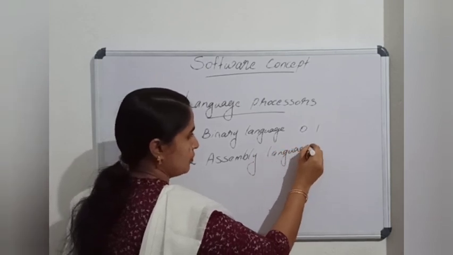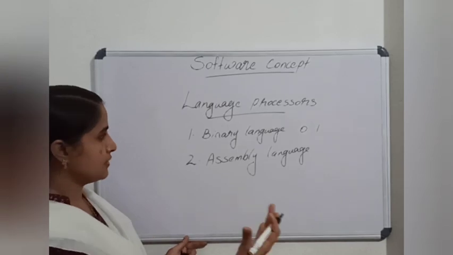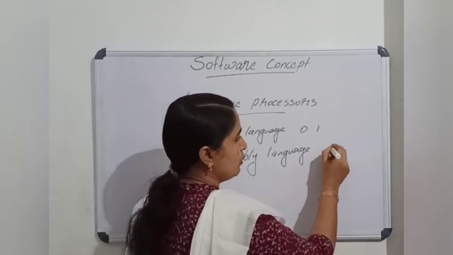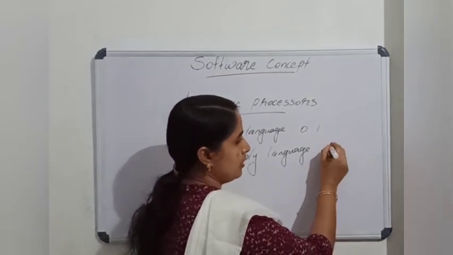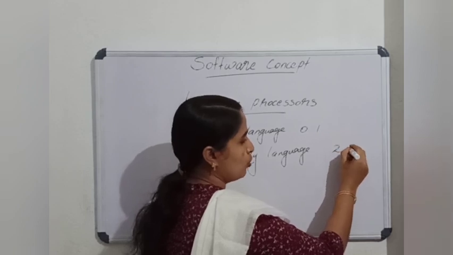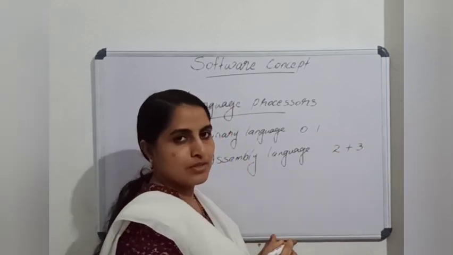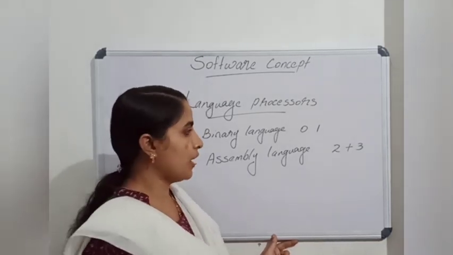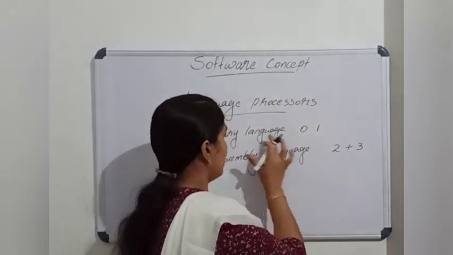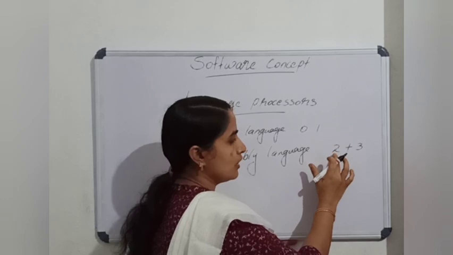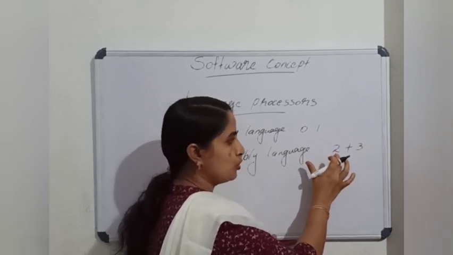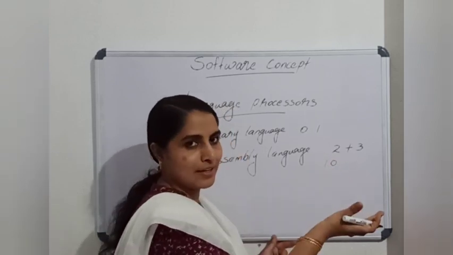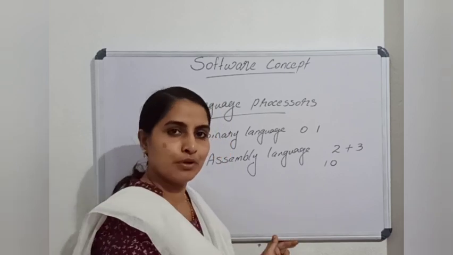What is this assembly language? Let us see an example program using binary language. If you want to give an instruction to the computer to add two numbers, let it be 2 and 3, 2 plus 3, how can we instruct the computer to add 2 with 3? If I am using binary language, first I have to convert 2 to binary. The binary equivalent of 2 is 10. You will learn in the next chapter how to convert a decimal number to binary.